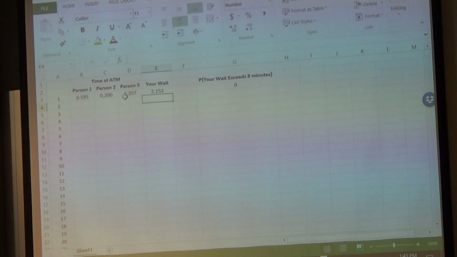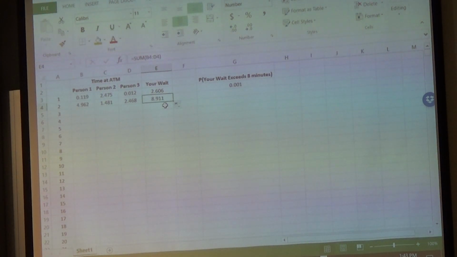Okay, so this is one sample, right? This is one trial. I went to the ATM, 3 people were ahead of me, and I had to wait 2 minutes. Okay, let's say I do that again. So let's just copy and paste. The next time I did it, 3 people were ahead of me, and I had to wait 8.9 minutes.